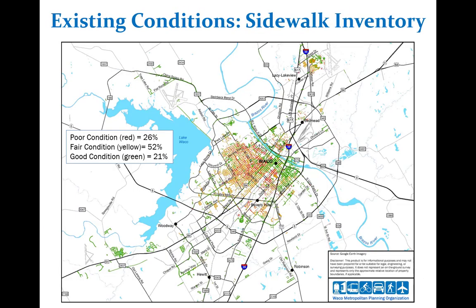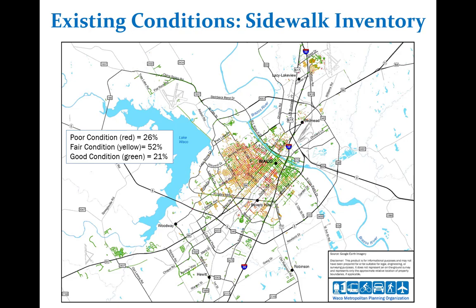MPO staff updated the sidewalk inventory for McLennan County using Google Street View and satellite imagery. The sidewalk inventory notes where sidewalks exist and in what condition. As shown on this map, the majority of existing sidewalks are in fair condition. Most of the green or good sidewalk is in the downtown Waco and Baylor area and in some of the newer and higher end subdivisions.